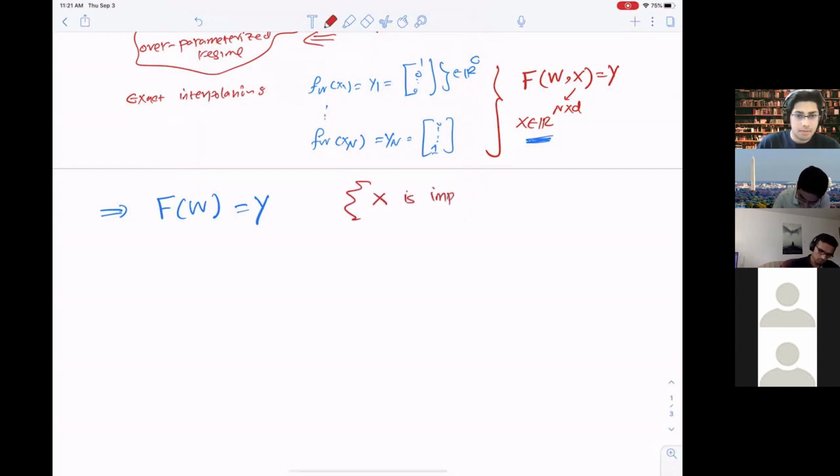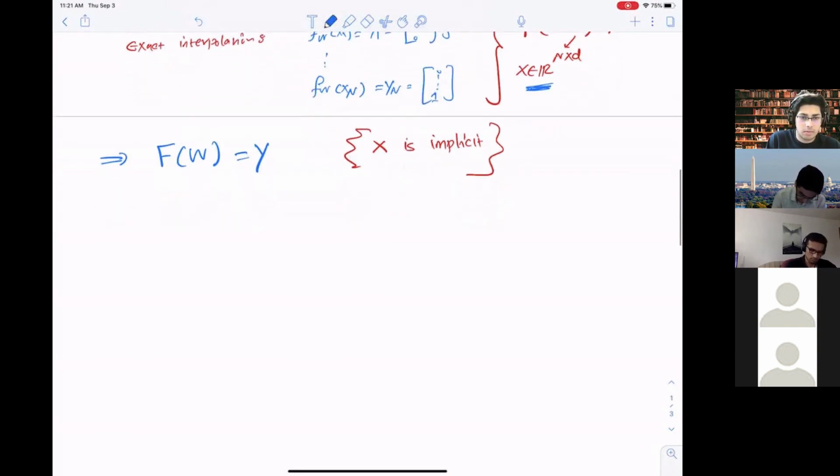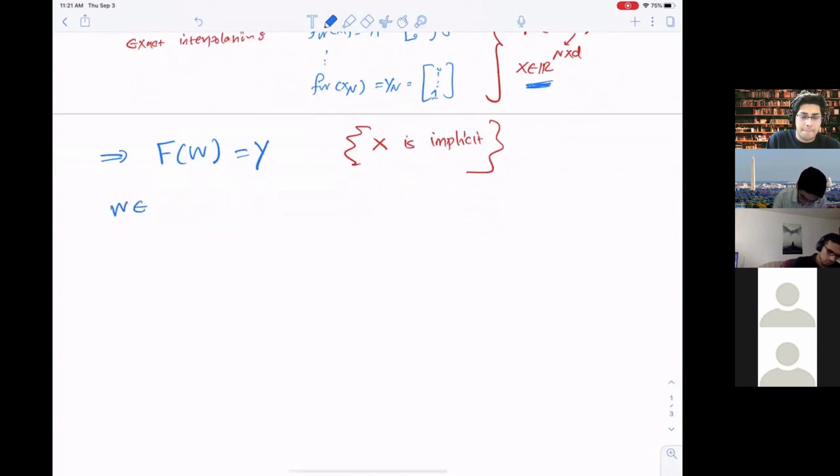So we do have X, but it is implicit in this equation. So f(W) equal to Y basically represents all of the interpolation equations that I want to satisfy. What is the dimensionality of W? I have M parameters. What is the dimensionality of Y? I have N equations that I want to satisfy. And f is a function from R^m to R^n.